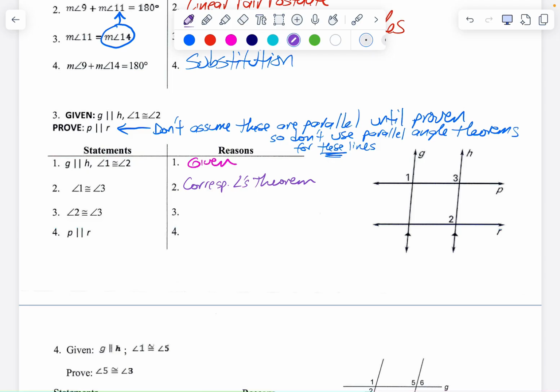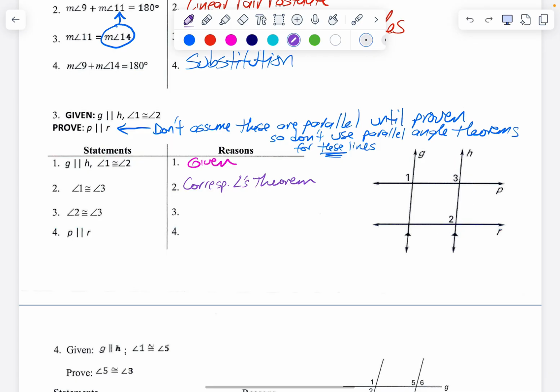Okay, angle 2 and 3. Why are those congruent? Yeah, they are not corresponding angles because, well, they are, but they're not congruent because of that, because P and R have not been proven parallel. Does everybody see what I mean by that now? So Parker said corresponding, which is the type of angle they are. But they are not congruent because of that until we prove P and R are parallel.